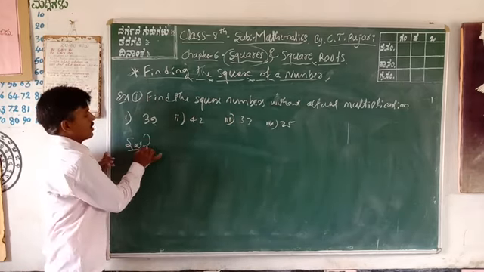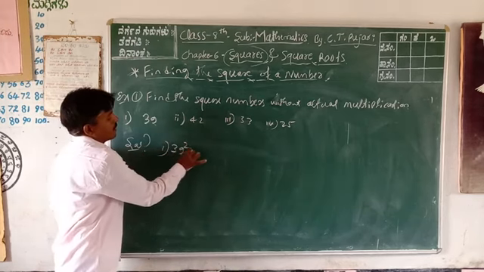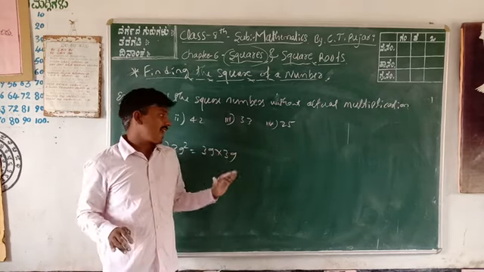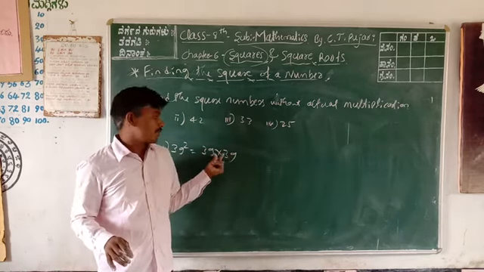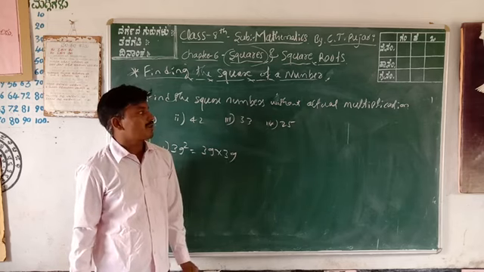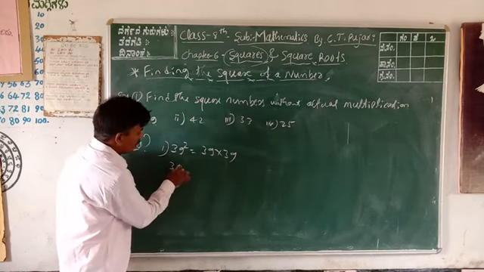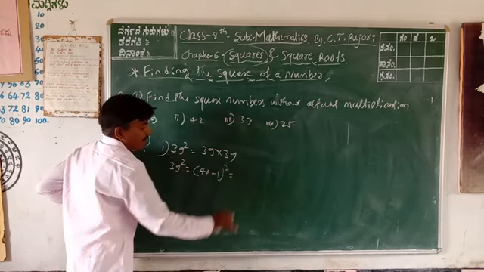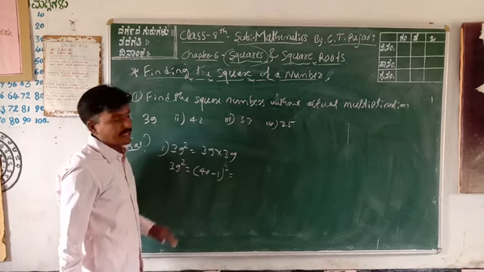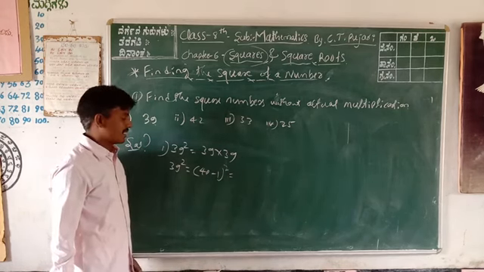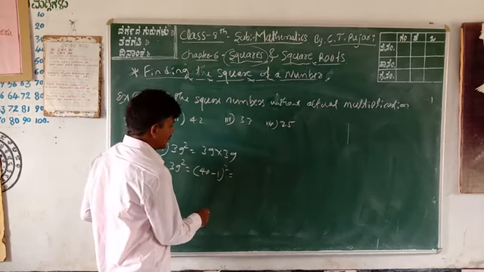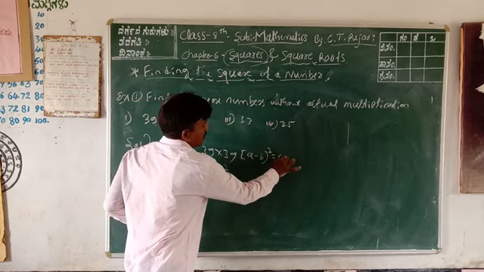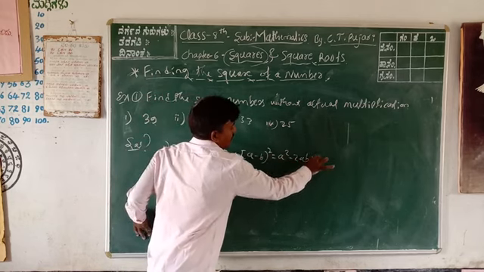Solution. The first one is what? 39 square is equal to what? 39 into 39. You can't do it directly, without actual multiplication. You can write this as 39 square is equal to (40 minus 1) whole square. In the form of (a minus b) whole square is equal to a square minus 2ab plus b square. Therefore, our formula is (a minus b) whole square is equal to a square minus 2ab plus b square.